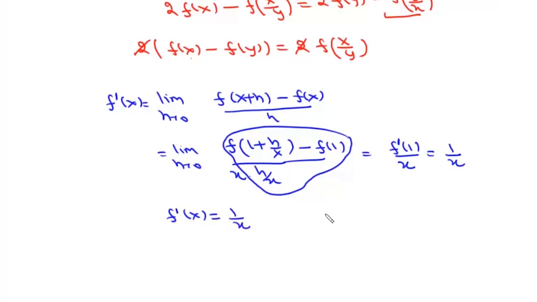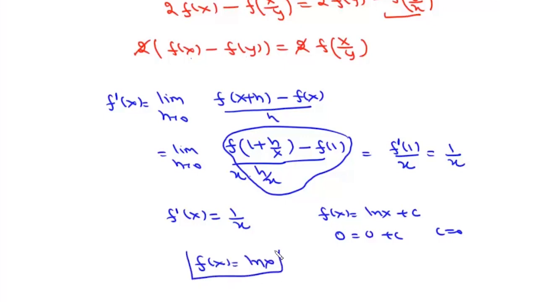Now we integrate this, we can write f(x) equals log x plus c, and f(1) is 0. So log 1 is 0 plus c. So from here we get c is 0. So in this case, this function f(x) is simply log x, and that is the answer to this question.